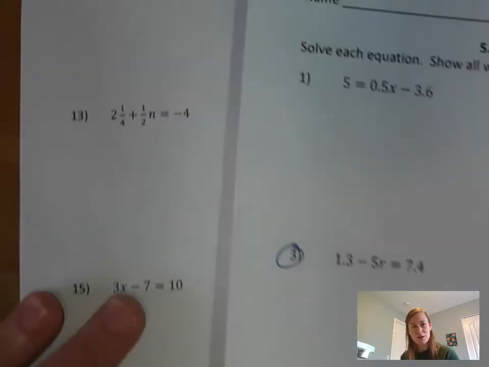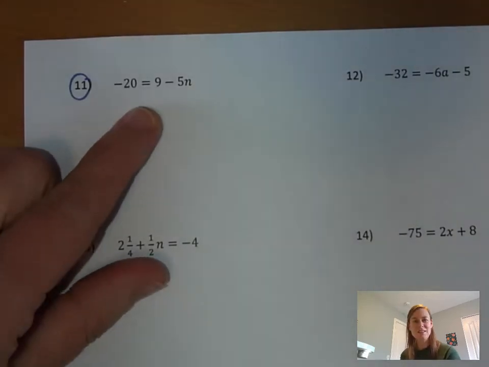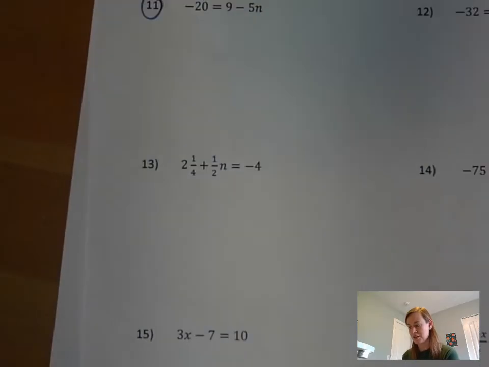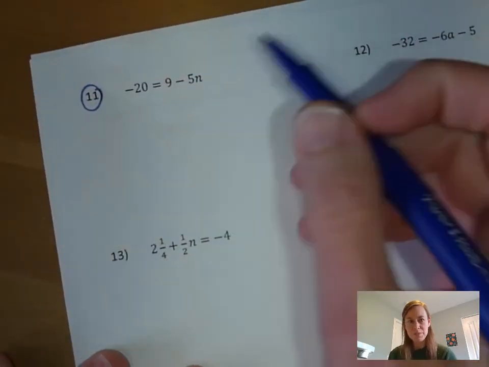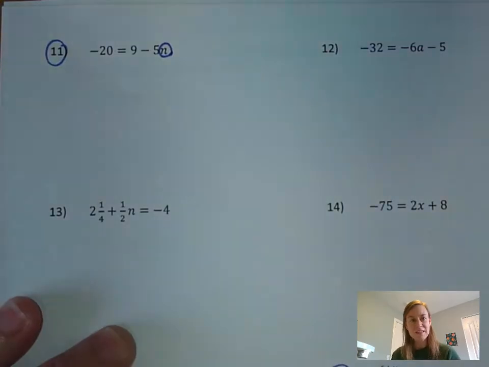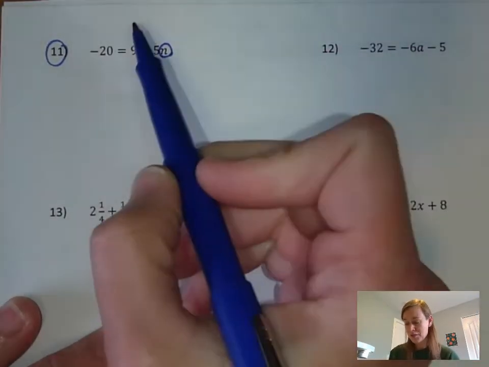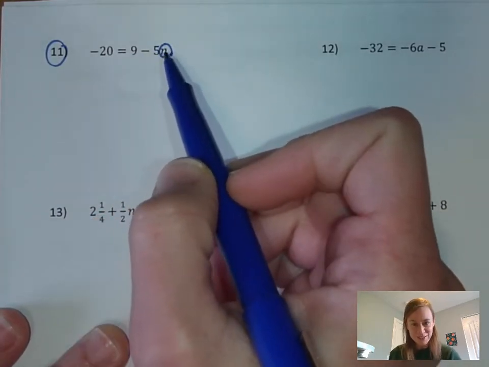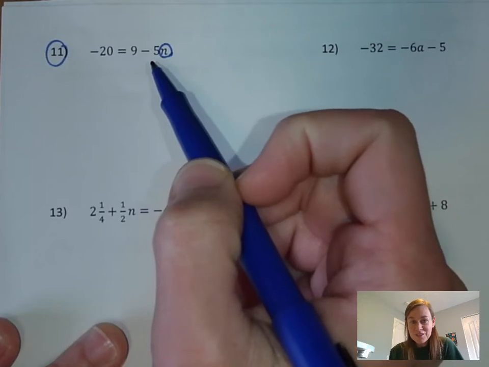Okay, so I actually want to start with number 11 because it's just integers. It makes it a little simpler and it's a good review for two-step equations. So for your two-step equations, you know that you're going to need to get that variable by itself. In this case, that's the n. So that means you have to get rid of the 9 and you have to get rid of the minus 5. The question is always, which one are you going to get rid of first?